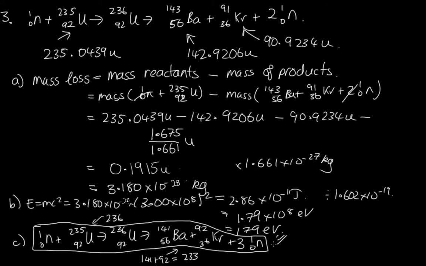Well, the answer is this one. Barium-141 plus krypton-92 is more likely to cause the chain reaction because it releases more neutrons, and the more neutrons that get released, the more reactions this can start, because this can now start 3 reactions, whereas this one up here could only start 2 reactions. So this one is more likely to start a chain reaction.